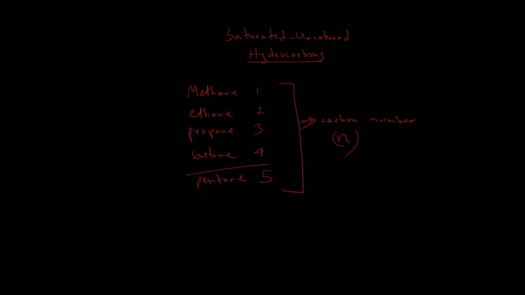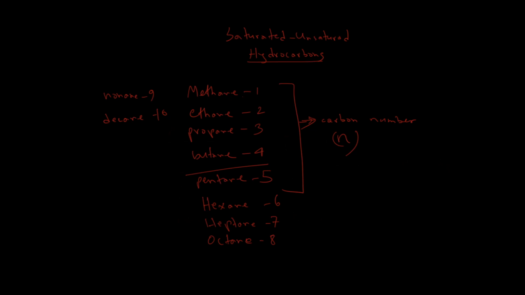We can also go further: pentane, then hexane, heptane, octane, nonane, decane. Hexane is the 6 carbon alkane, then heptane is the 7 carbon alkane, then octane is the 8 carbon alkane. Then there is nonane, the 9 carbon alkane, and decane, the 10 carbon alkane.